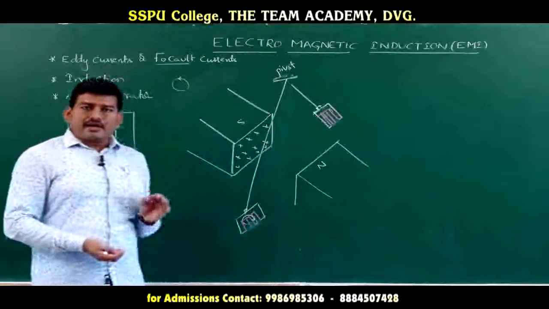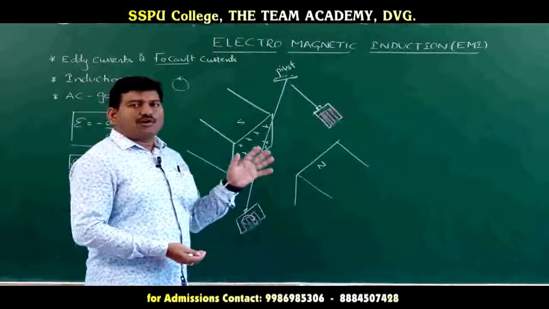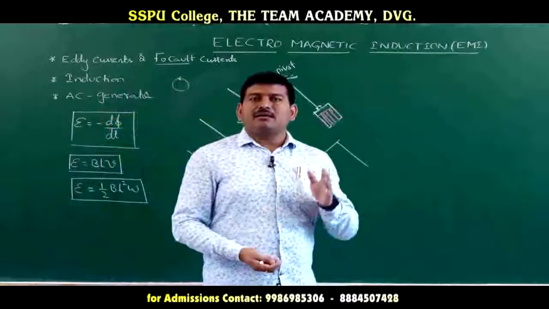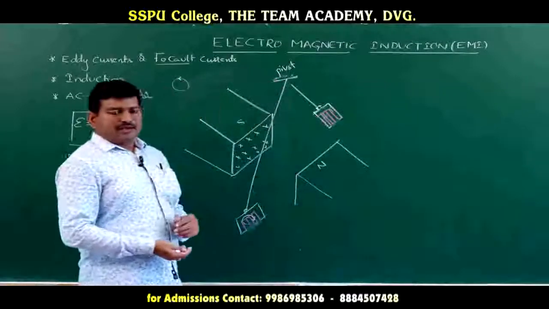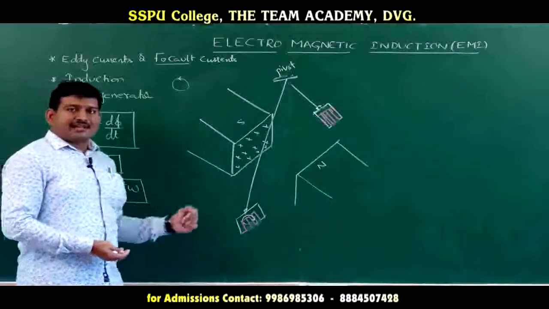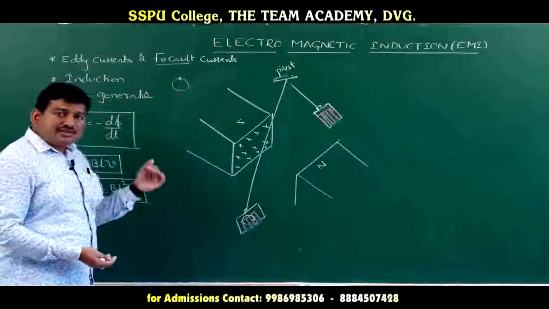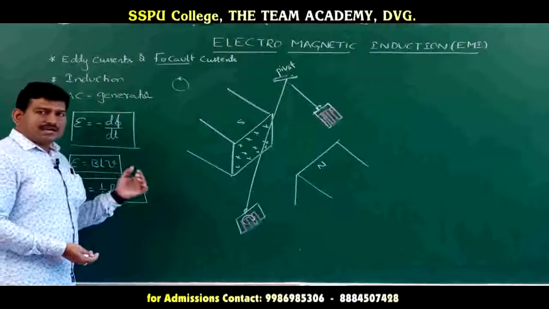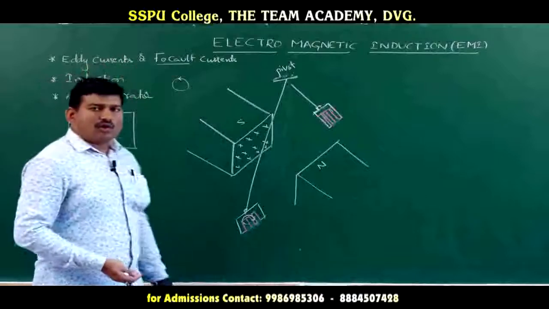They are the induced circulating currents that are developed in the bulk sheets or bulk plates whenever the magnetic flux linked with the plate or sheet is changing. So whenever the magnetic flux linked with the metallic plate or sheet varies, induced circulating currents will be developed. Those induced circulating currents are called eddy currents or the Foucault currents.